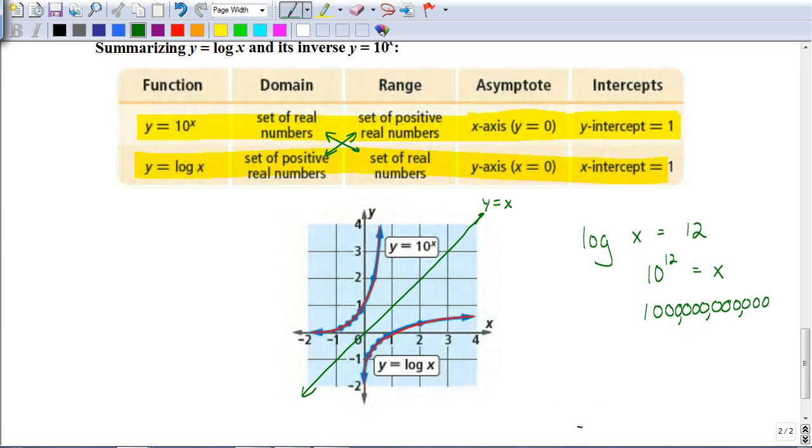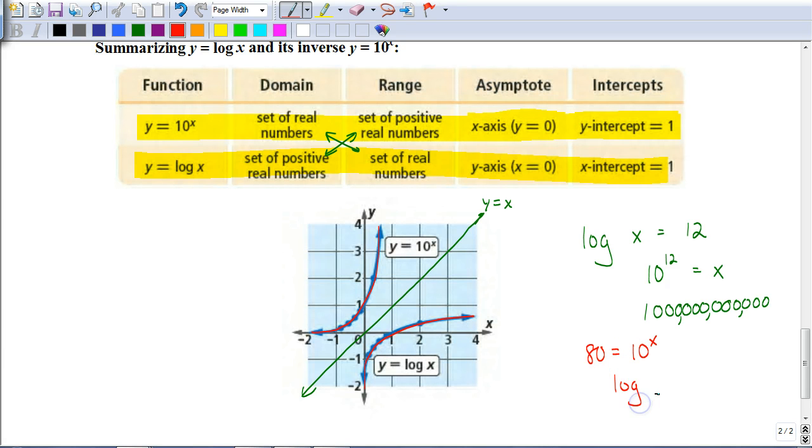So this would be your answer. Or if we have something in exponential form, like let's say I had 80 equals 10 to the x power, and I don't know how to find out what x is here, I can put this in logarithm form.